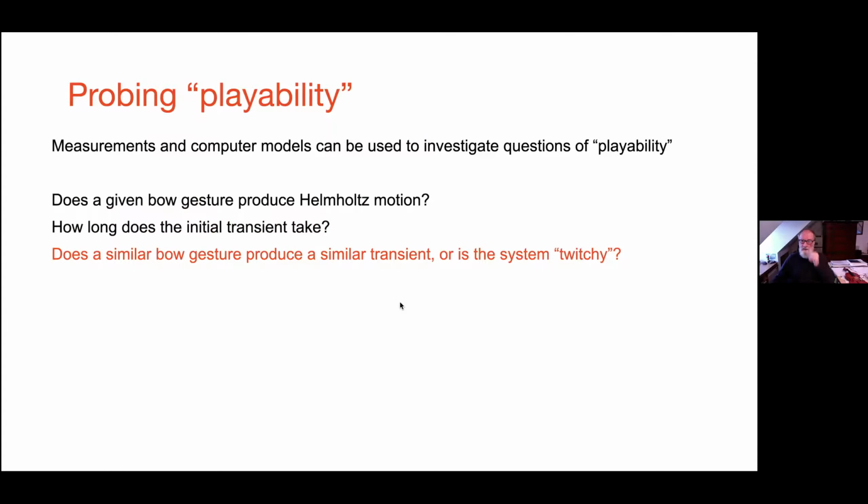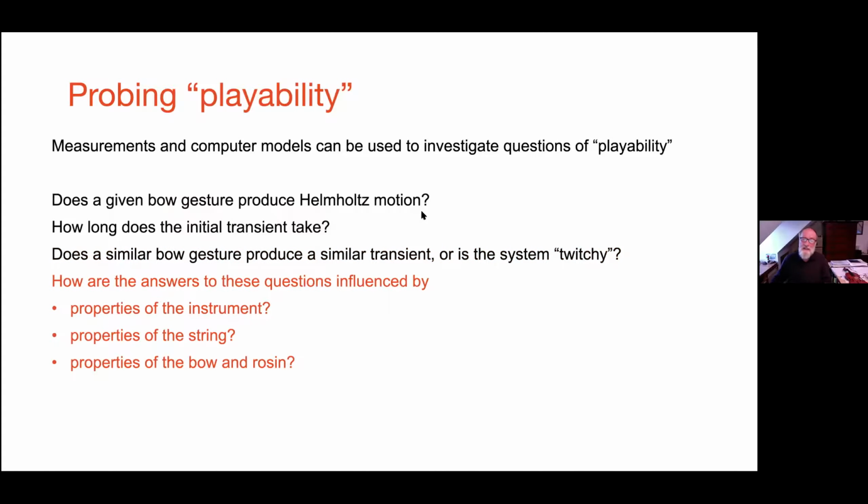Now a trickier question. You try to do the same gesture again. So you do a similar gesture, but of course it's never exactly the same. If you do a similar bow gesture, do you necessarily get a similar transient from the string, or do you not? Is the system twitchy? You'll see why that's important.